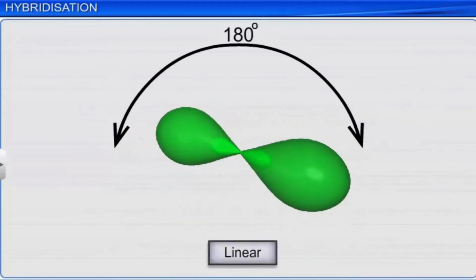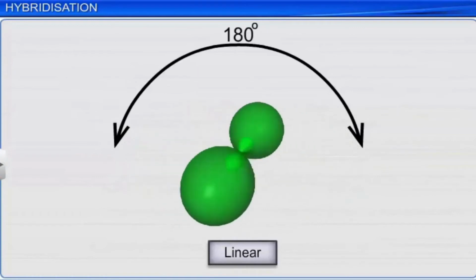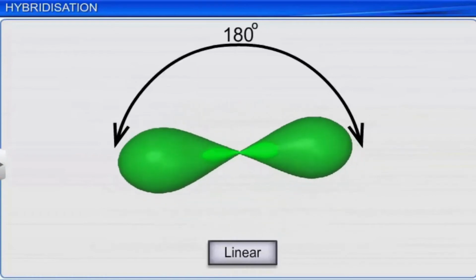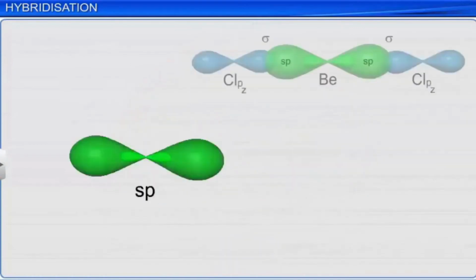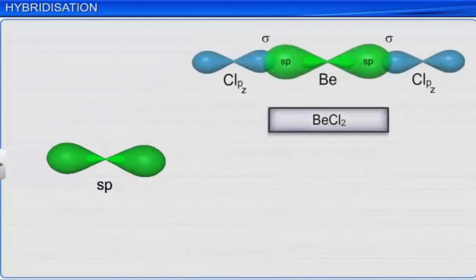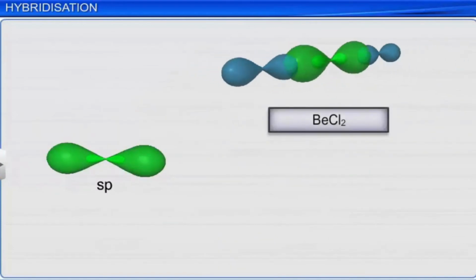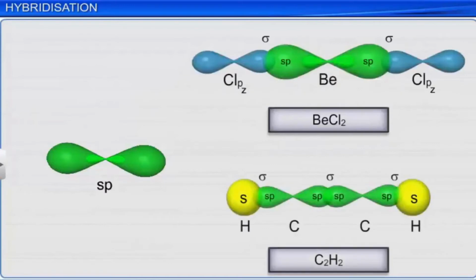Some compounds whose central atom displays sp hybridization are BeCl2 and C2H2.